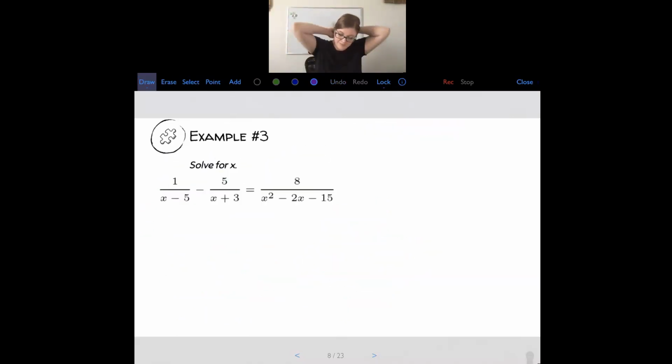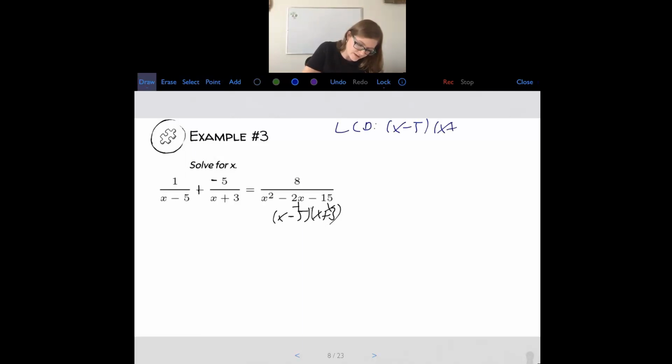Okay, so we're going to factor our denominator. So in this case, x squared minus 2x minus 15, two numbers that multiply to negative 15 and add to negative 2 are negative 5 and 3. So x minus 5, x plus 3. Notice the other two denominators. Sometimes this happens. And then again, I'm going to make sure that my 5 is negative, and then I'm adding. So my least common denominator here is x minus 5, x plus 3.